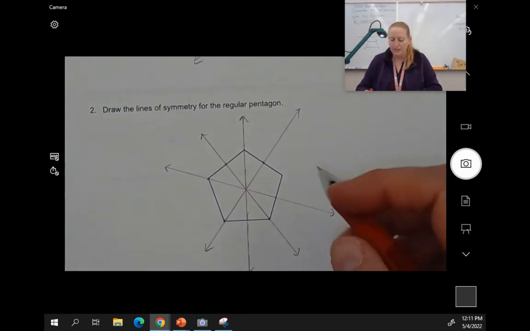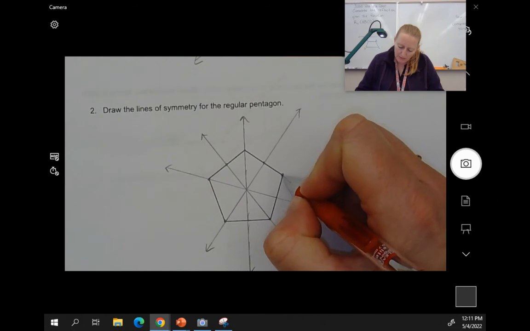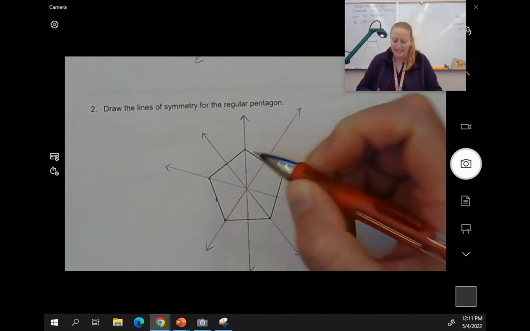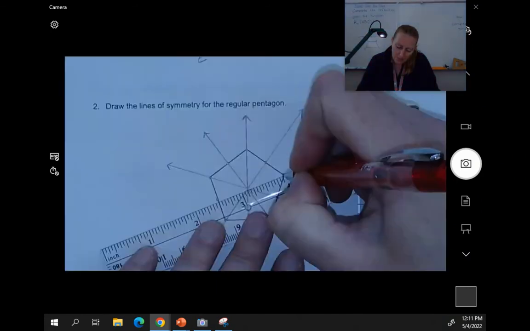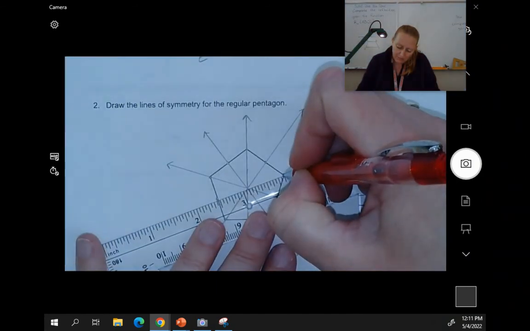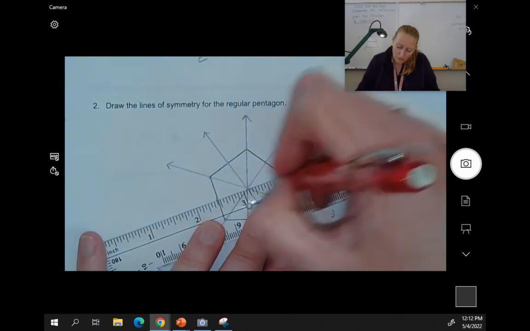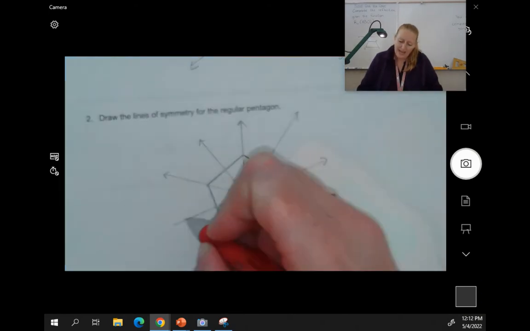Oh, I missed one. It's like something's off. This vertex to the middle point of that side. Did you catch that? You probably caught it. You probably saw that I missed that one. There we go. Wow.